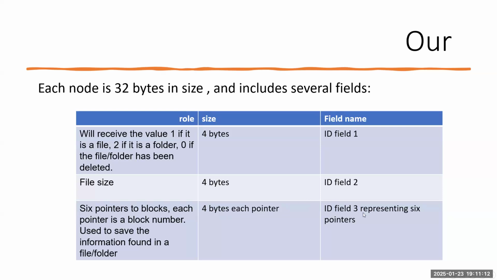Wait a second, how many blocks are there? We said there are 1,024 blocks, so we can't point to them all with a single byte. But 4 bytes is enough, 4 bytes in each pointer. With 4 bytes, we can point to any block. Agreed? How big does a pointer have to be? Each pointer is a block number.